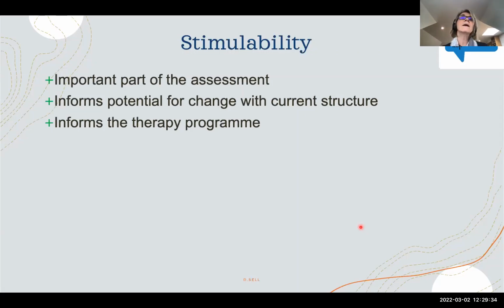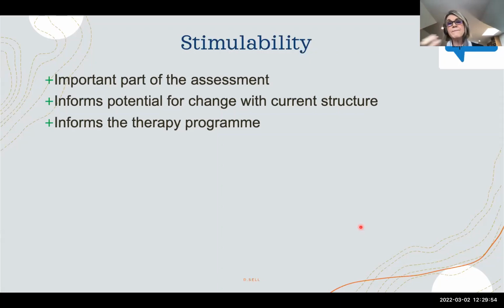Okay, I'm now going to move into another really, really important part of cleft speech assessment, and it's stimulability. So the ability to copy consonants or imitate consonants. We'll look at the definition in one moment. It's an important part of the assessment because it allows you at that point in time to decide if my patient who's not able to do these sounds, but when I do them in isolation in this way, can they make changes with their current structure? And it informs the therapy program.